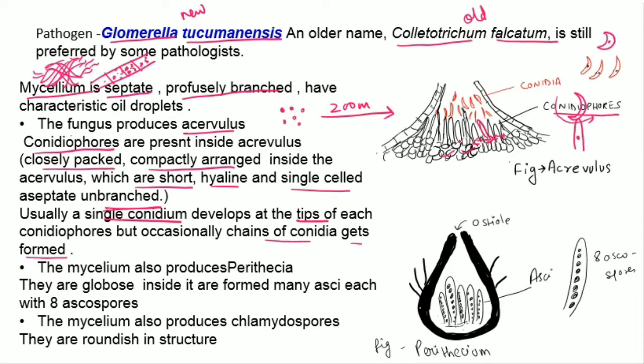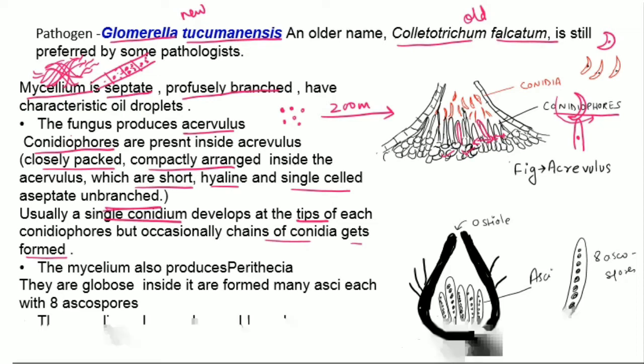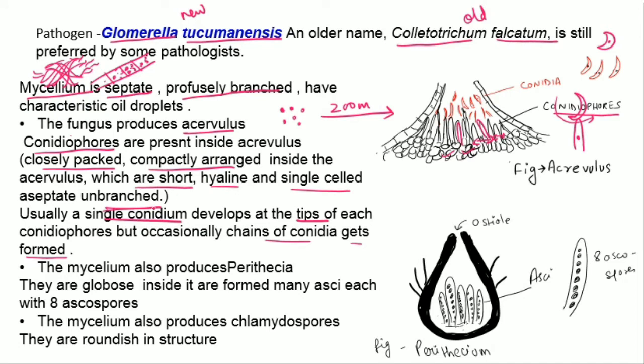This is a conidiophore, this is a conidiophore, all these structures are conidiophores. Now, it was observed that not only structures like acervulus were found to be present in the mycelium, but additional structures like perithecia were also found to be present within the mycelium. Perithecia is a plural word and perithecium is a singular word.